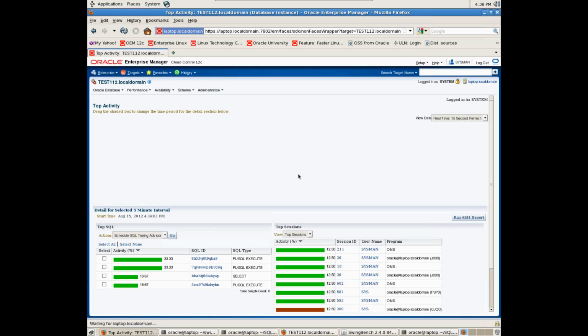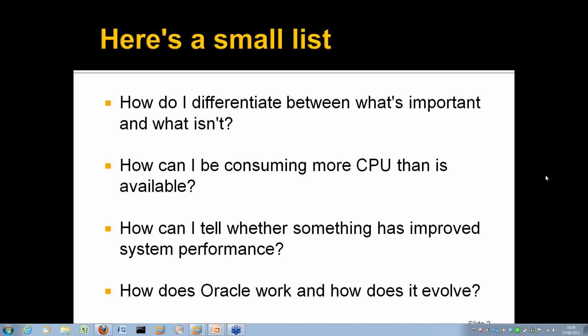Actually, maybe I'll just see if there are any questions while we're waiting for that to do its thing. I'm not seeing everybody's stuff. Okay, that's fine.